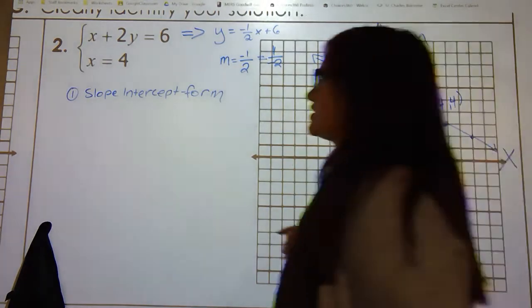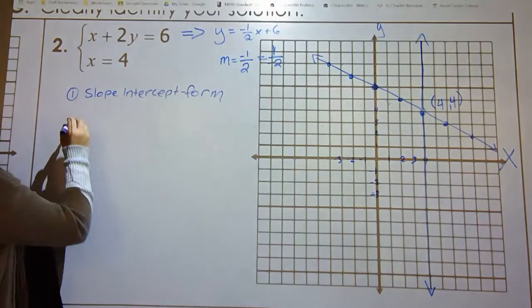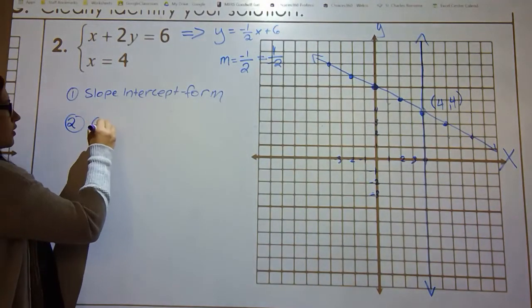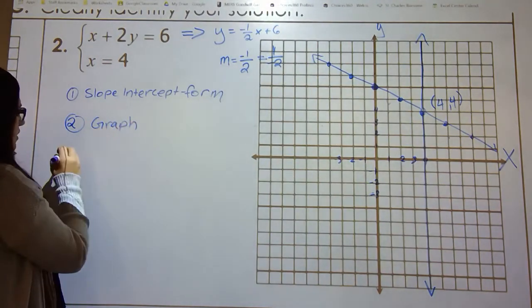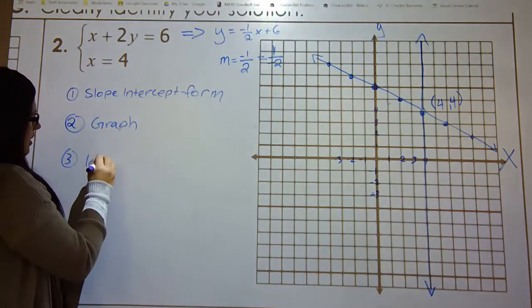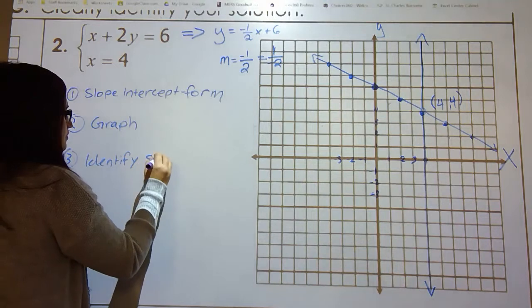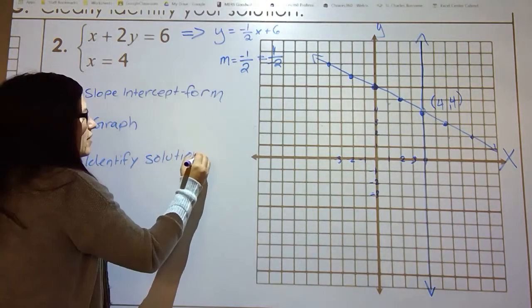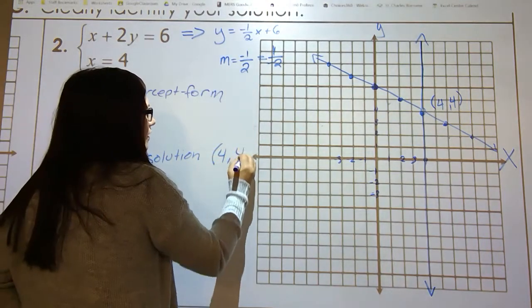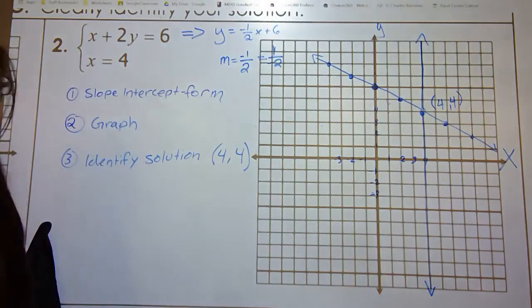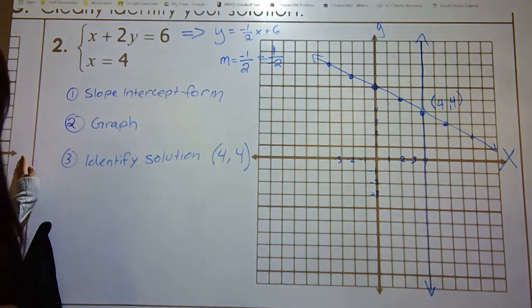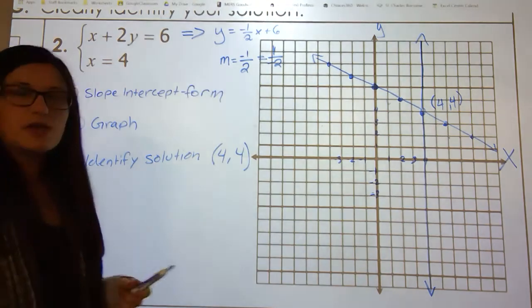So you always put the x and then the y. So I didn't finish my step. So what do we need to do? Put in slope-intercept form, graph, and then step 3, identify your solution. And here, my solution is 4, 4. Okay? All right, so you guys gotta do number 1. So if you guys need help with that, just let me know.